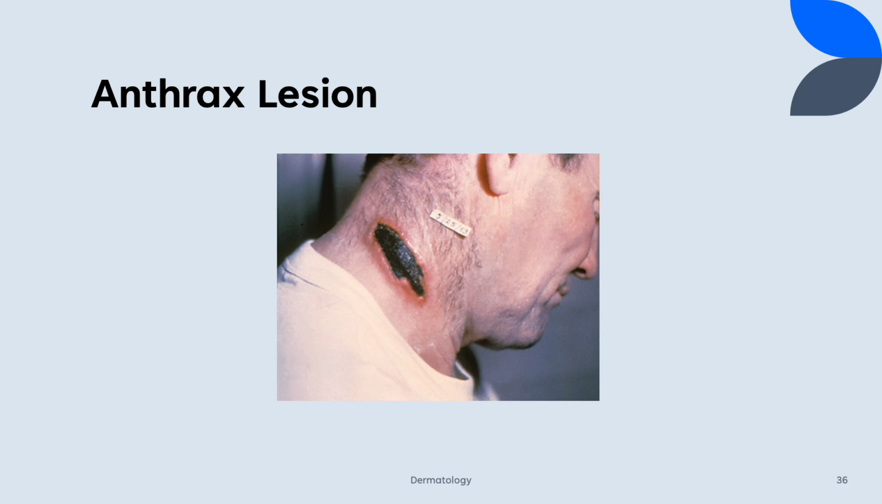Diagnosis is primarily based on clinical evaluation, supplemented by laboratory tests that confirm the presence through culture from the lesion. Treatment for anthrax lesions typically involves antibiotics, with Cipro or doxycycline being the most common choices. In severe cases, supportive care may be necessary to manage complications.